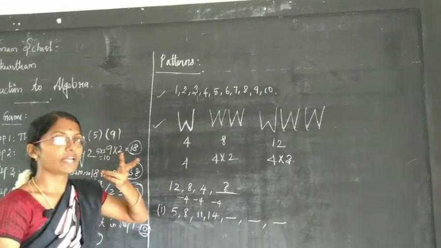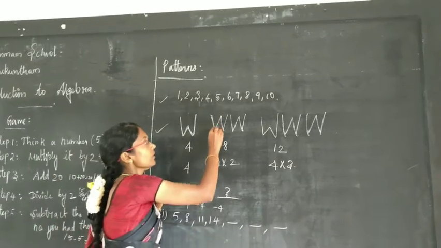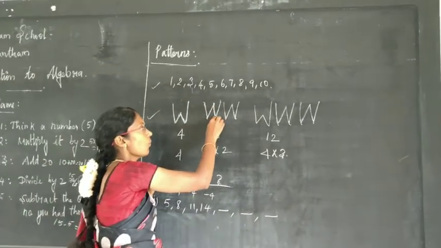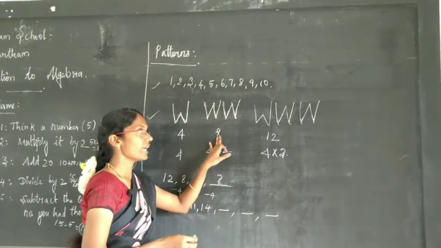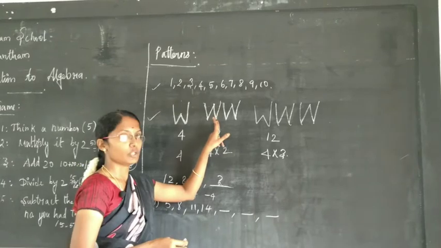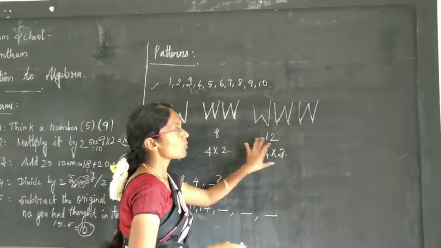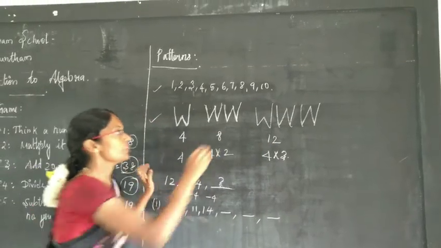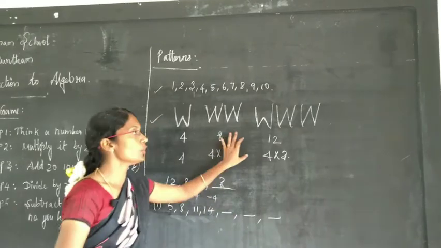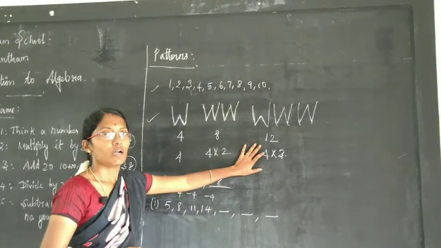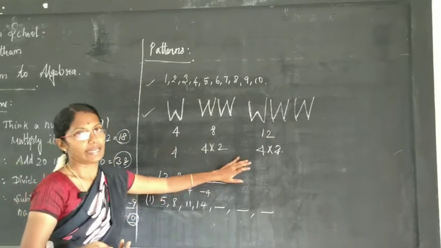If you need to make 2 W, how many sticks do you need? 8 sticks. 1, 2, 3, 4, 5, 6, 7, 8. So 8 ice cream sticks are needed to make 2 W. Likewise, to make 3 W, you need 12. So without counting like this, how will you use the numbers with the help of patterns?